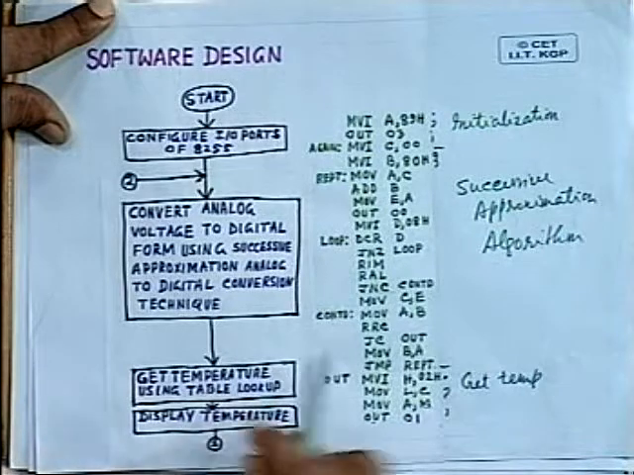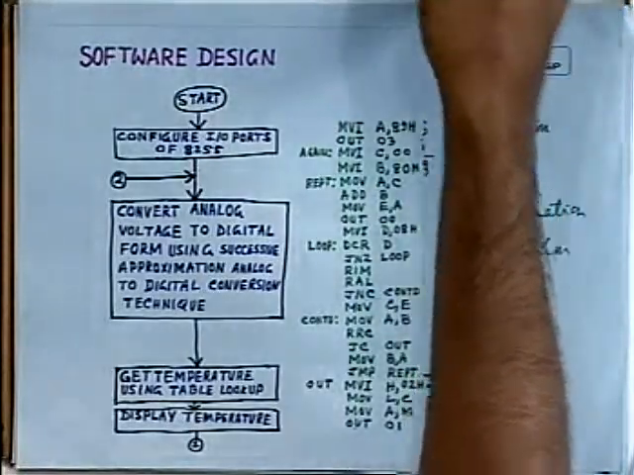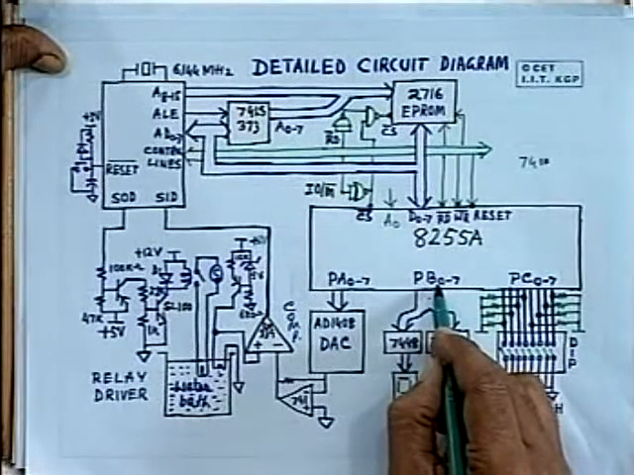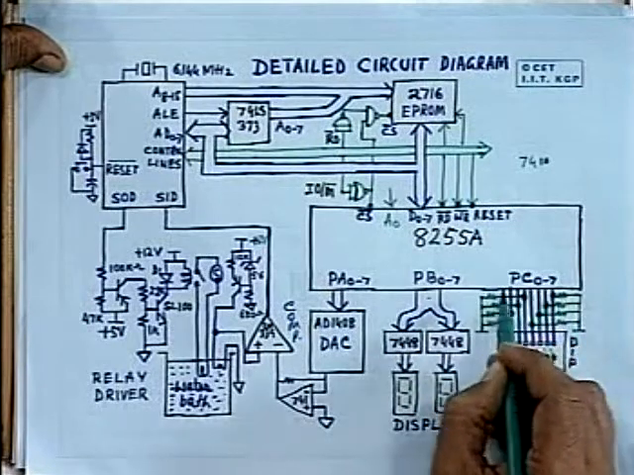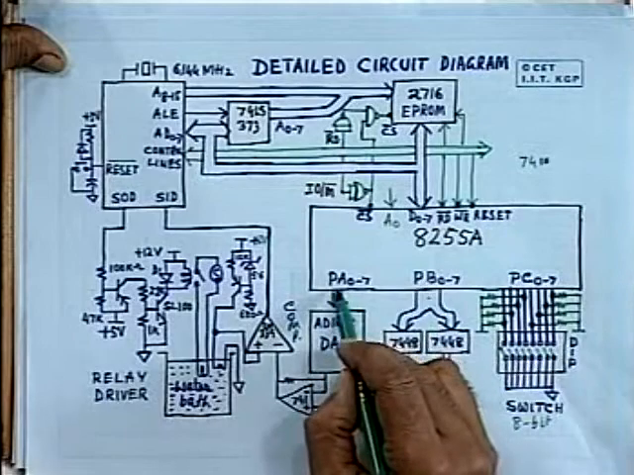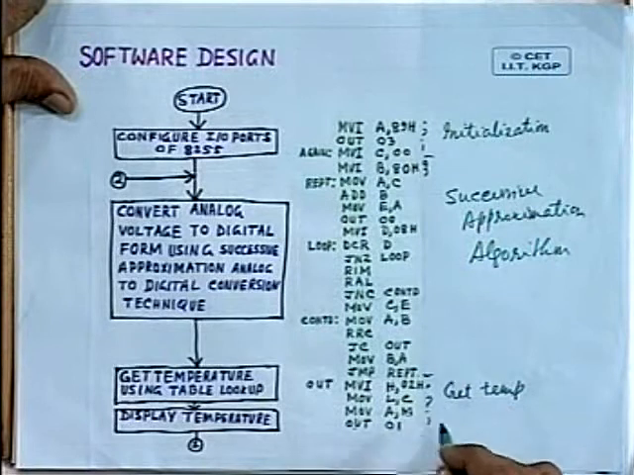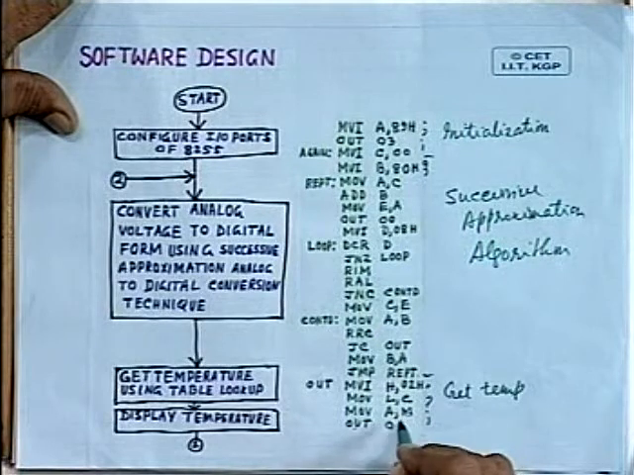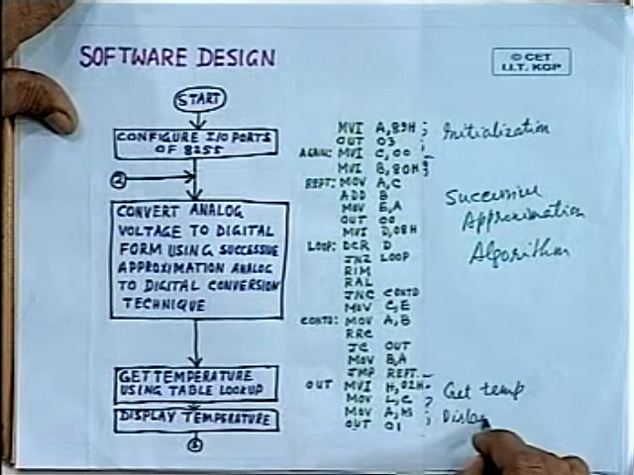And then after you get the temperature, it is displayed, and to display it you have to output the digital data to port B, and port B address is 02. The address of this is 01, and the address of this is 00, and that is what is being done here. Here the digital data is transferred to the display, and you get a display here. So this displays the temperature.